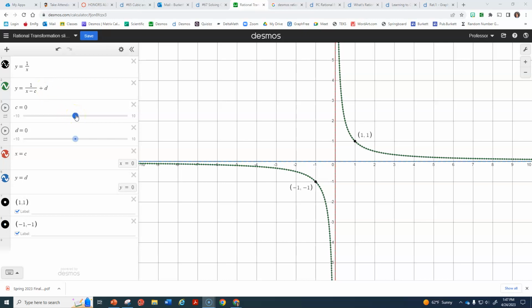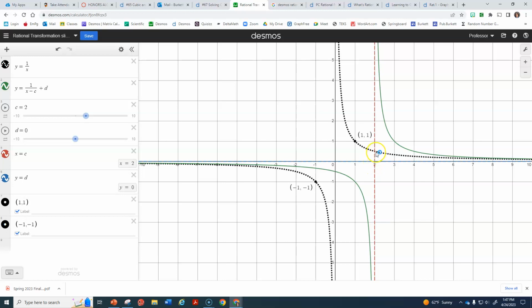So if C is a positive 2, for example, we see that it shifted to the right 2. My equation's going to actually look like x minus 2. That's what I'll see in my equation. It'll say x minus 2 right there, because all I do is plug that 2 in the place. My vertical asymptote is now at x equals 2. That's where my domain cannot be. My domain cannot be at x equals 2.